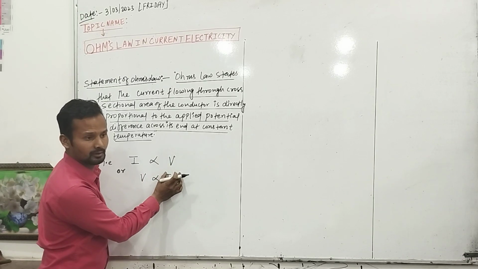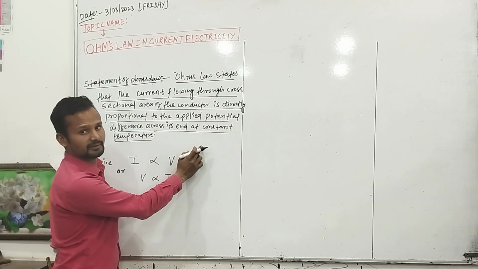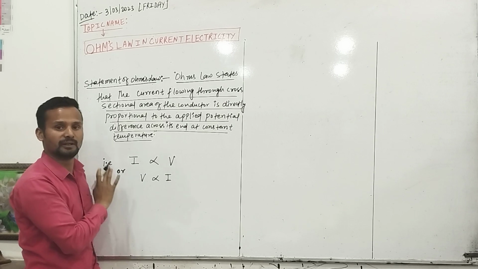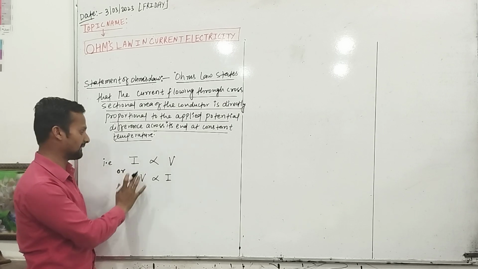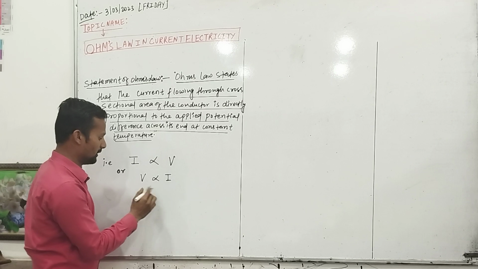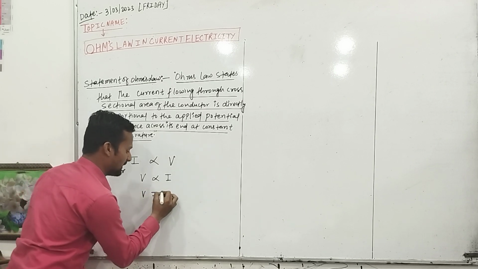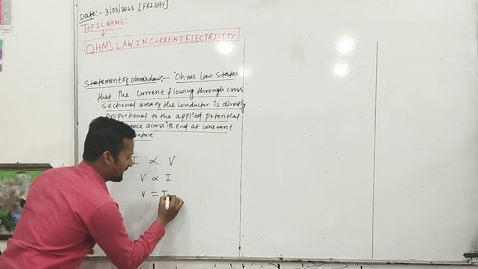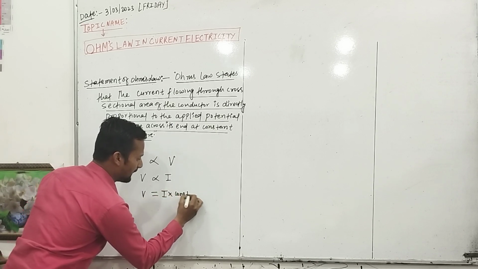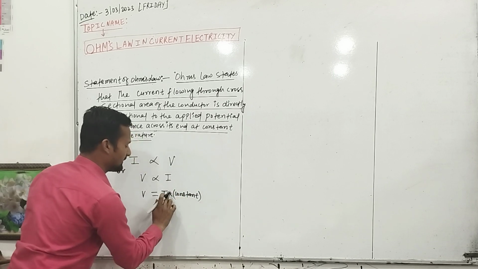Potential difference. So if we increase the potential difference, the current flowing through the conductor also increases. So we can write this as V is directly proportional to I, or V is equal to, we remove the proportionality sign, then we have to write a constant, so I times constant, right? Here is a constant.